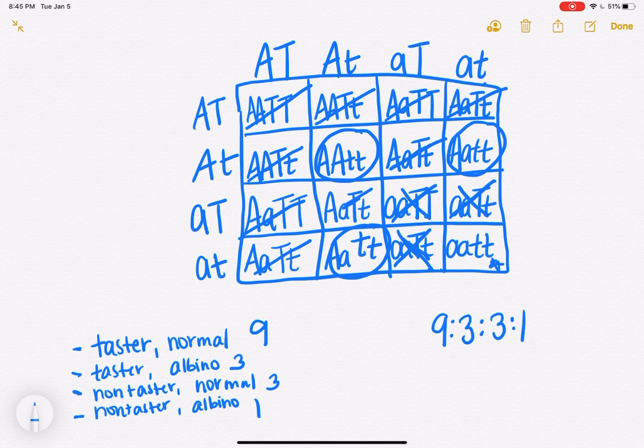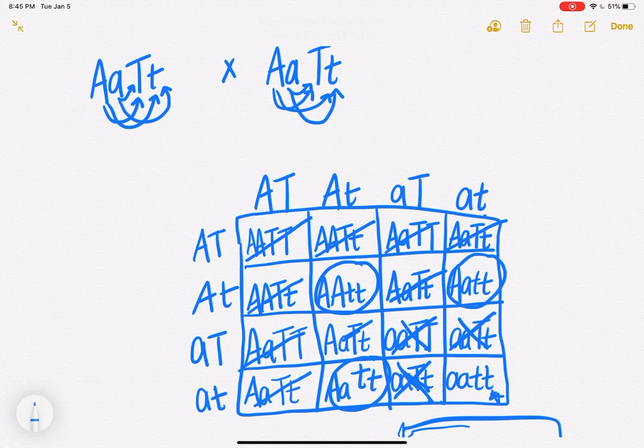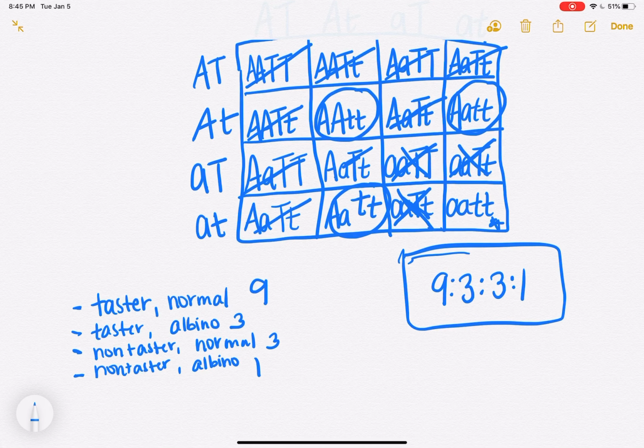So the ratio that we have here is 9 to 3 to 3 to 1. That is how you say that ratio. Now, that is a very important ratio. Every single time you have two parents that are hybrids for both traits, meaning both parents are big A, little a, big T, little t, or whatever letter you choose to use, it will end up in a 9 to 3 to 3 to 1 ratio.